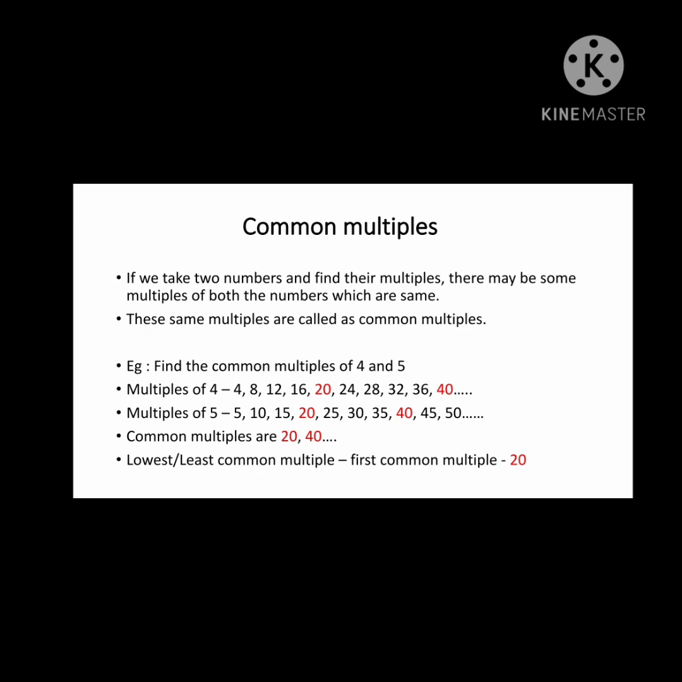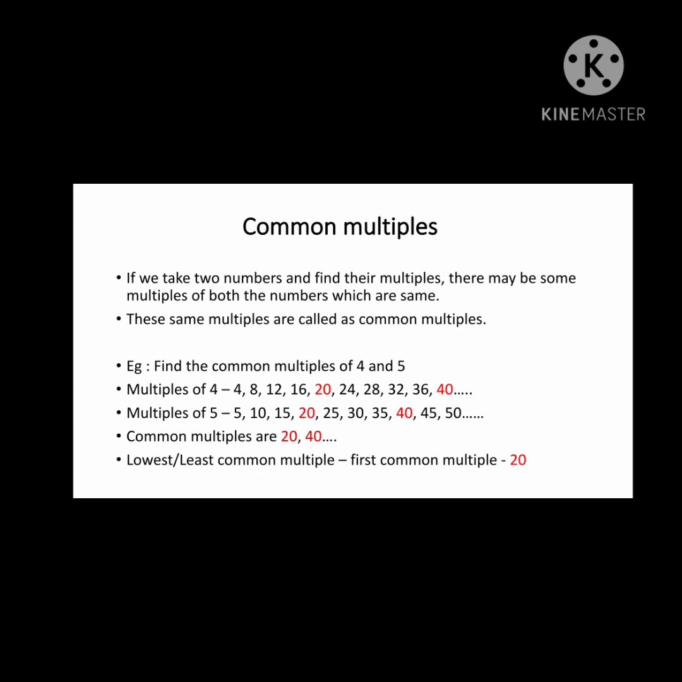If we take two numbers and find their multiples, we will find that they may have some multiples which are the same, right? Suppose we take an example of 4 and 5. Multiples of 4 are 4, 8, 12, 16, 20, 24, 28, 32, 36, 40 and so on. Similarly, multiples of 5 are 5, 10, 15, 20, 25, 30, 35, 40, 45, 50 and so on.